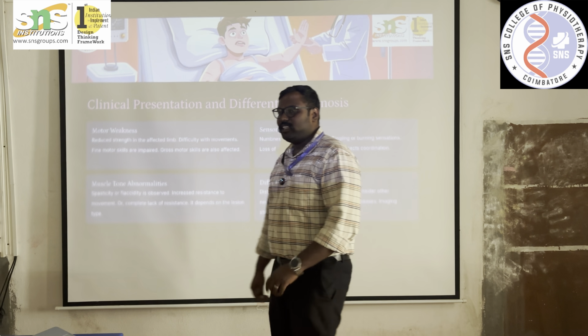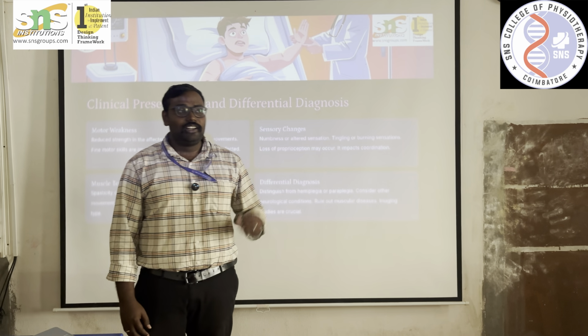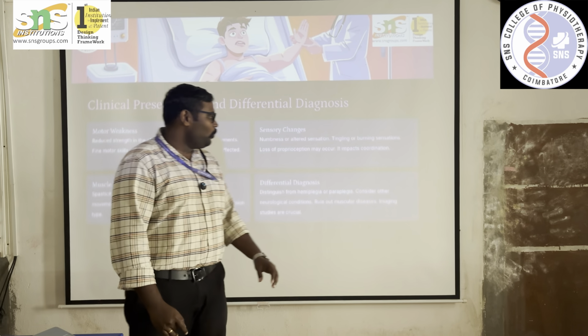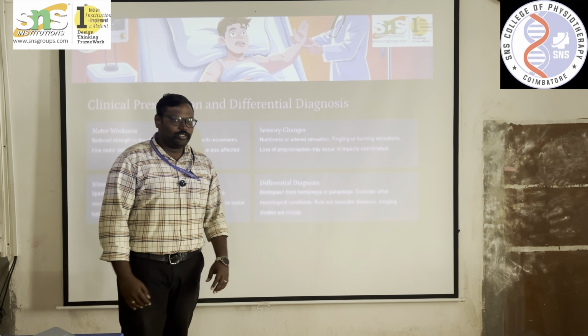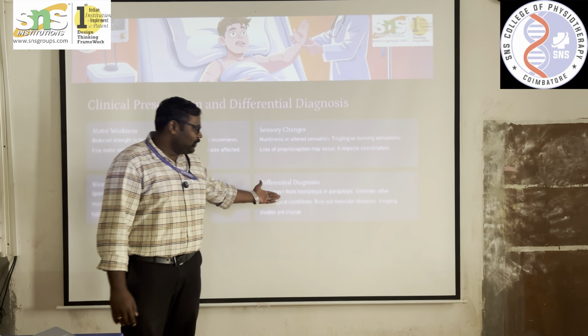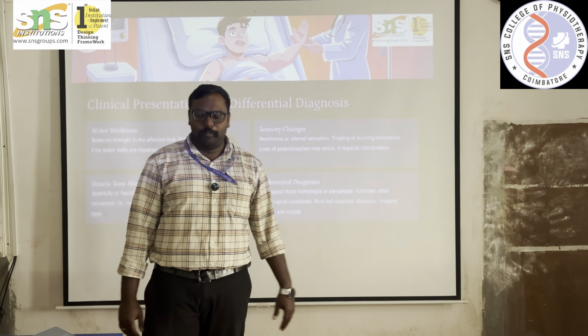Going for the sensory changes. Sensory changes will be going for the pain sensation, touch sensation, it will be diminished for the areas of the monoplegia. So differential diagnosis. Other than this, what will be happening in the differential diagnosis? Either it will be classified into hemiplegia or a paraplegia.